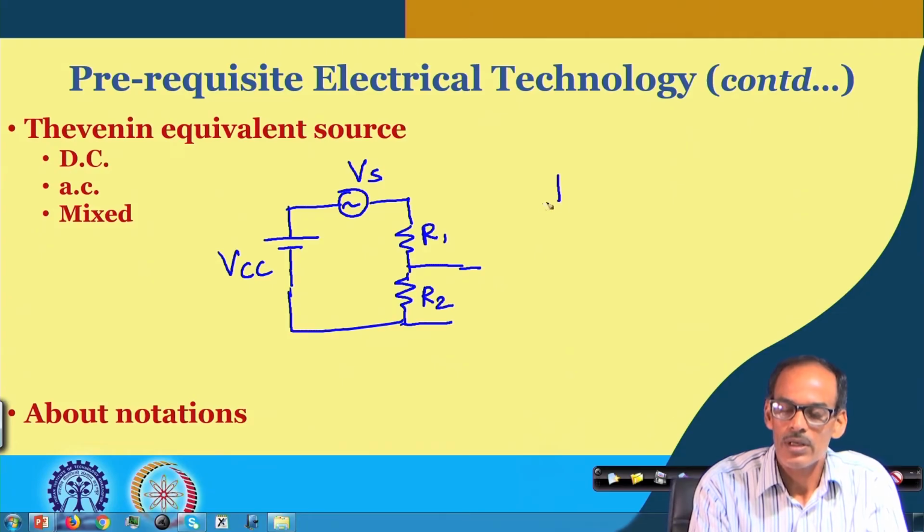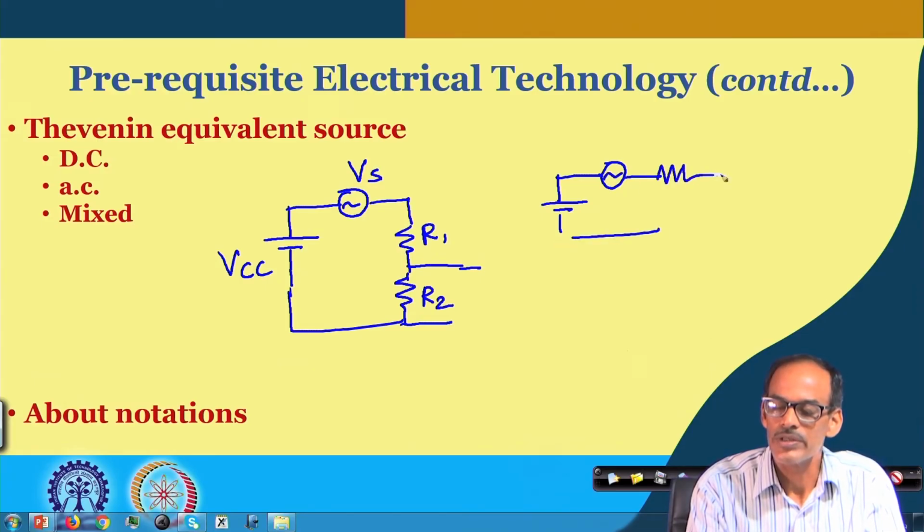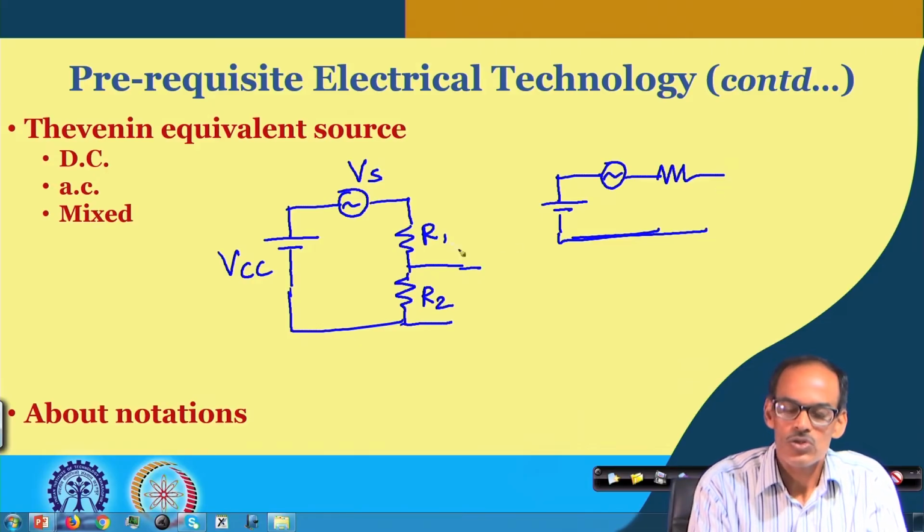You may say that I have a Thevenin equivalent voltage source and a Thevenin equivalent signal source, and then I have the same Thevenin equivalent resistance. Okay. So, the whole circuit can be represented by this equivalent circuit.